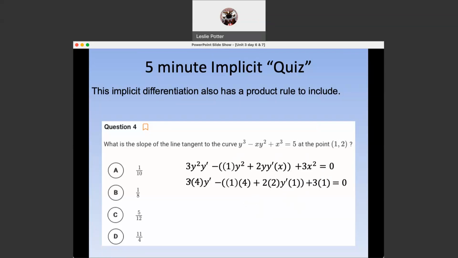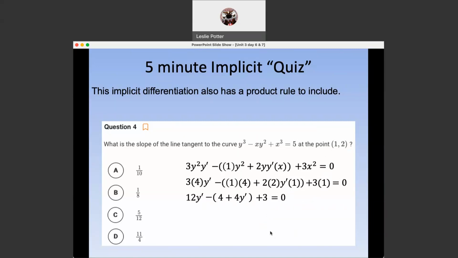So instead of 3y squared, I get 3 times 4 because 2 squared is 4, y prime, minus 1 times 4, because that's what y squared is, and then 2 times 2, y prime times 1, and 3 times 1 squared, which is just 1, right? So what I've done is I've taken away as many variables as soon as possible. And that helps me because now I can see I just have to solve for y prime. So now I'm going to simplify this. That's 12y prime, this is 4, this is 4y prime, and plus 3 equals 0. That really helps my eye collect those y primes when I can put numbers in right away.